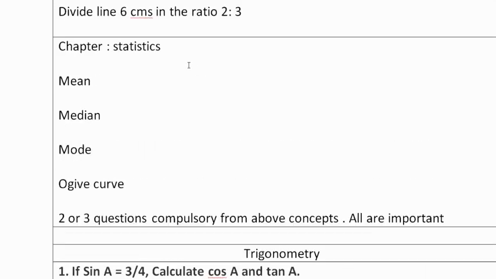Okay. Moving on to the statistics chapter. In statistics, mean, median and mode are very important. In grouped data, they will give one or two questions in mean, median or mode, and a definite question is the Ogive curve. Less than Ogive or more than Ogive is very important. Let me see some problems related to mean. I will just explain mean quickly.